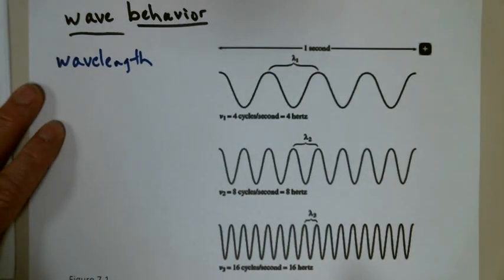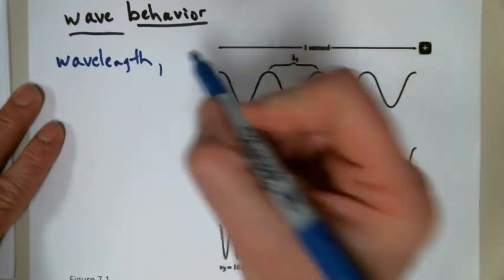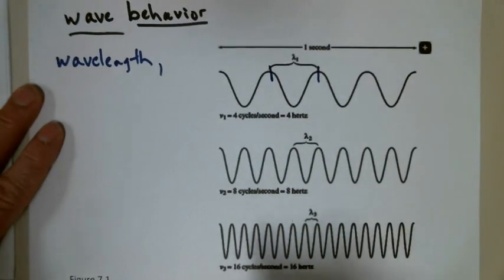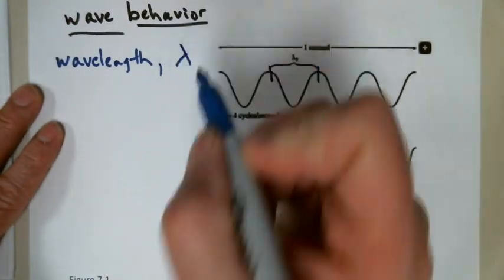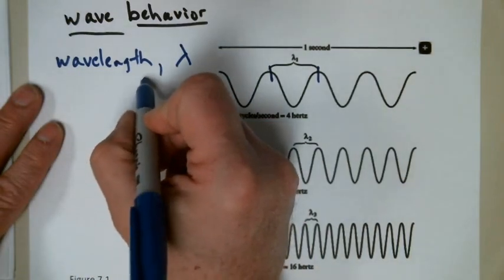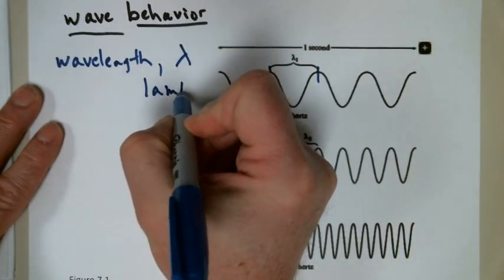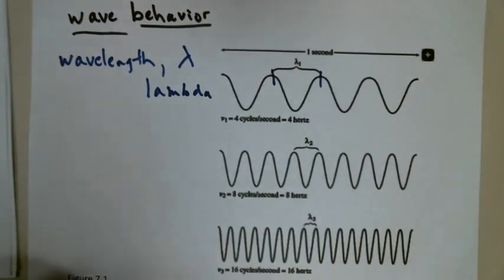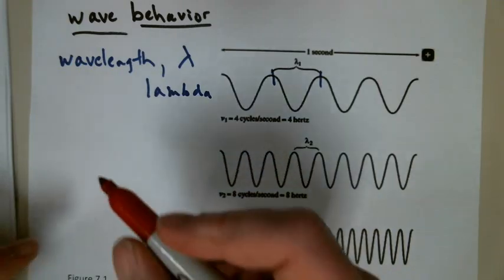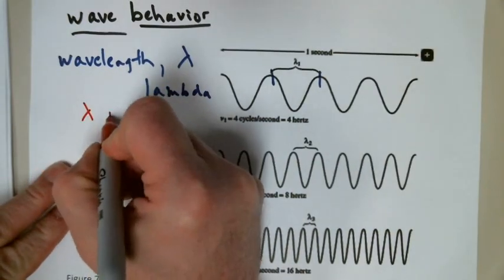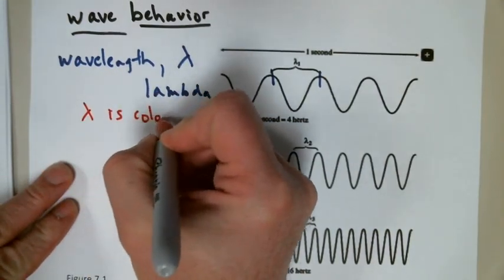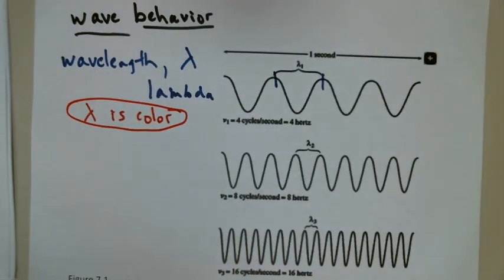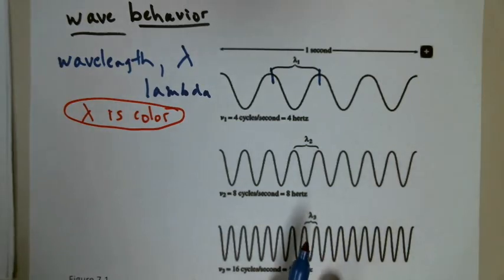And so the wavelength is, right here from one peak to the other, a wavelength. And that symbol is a lambda. What we need to know about the wavelength of the light is the color. That's the way we tend to think of it.